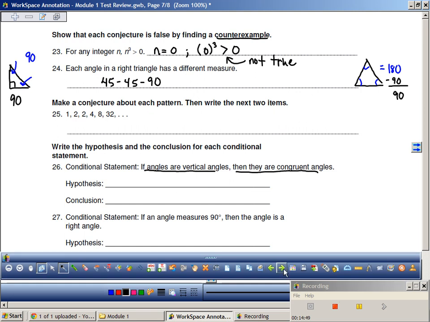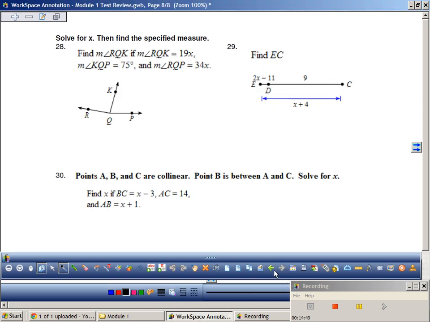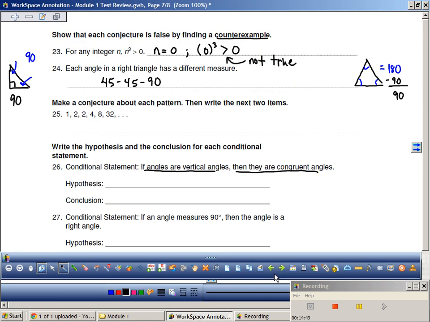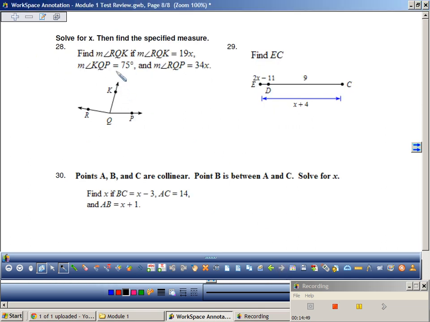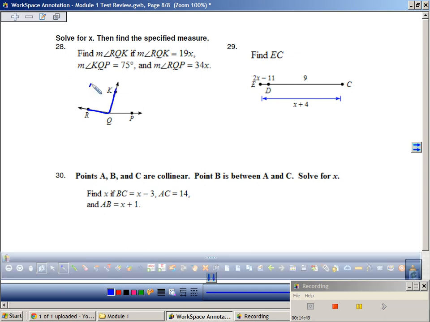Alrighty. Are we already to here? Let's see, we did 24. So now we're at 28, 28, 29, 30. All right, 28. So find the measure of RQK. RQK is right here. So this is what I'm looking for right here.